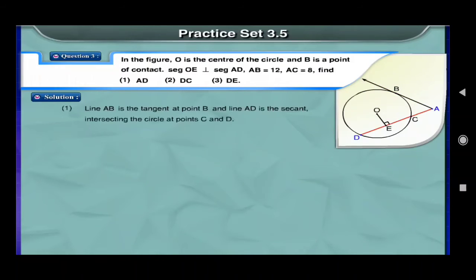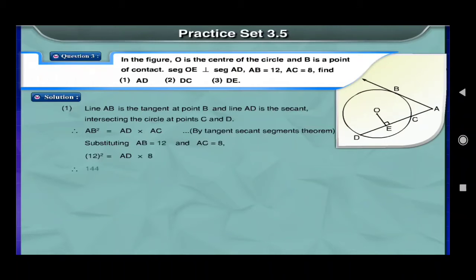secant intersecting the circle at points C and D. Therefore, by tangent-secant segments theorem, AB square is equal to AD into AC. Substituting AB is equal to 12 and AC is equal to 8, we get 12 square is equal to AD into 8. Therefore, 144 is equal to 8 into AD. Therefore, AD is equal to 144 upon 8, which is equal to 18. So we obtained our first answer. AD is equal to 18.